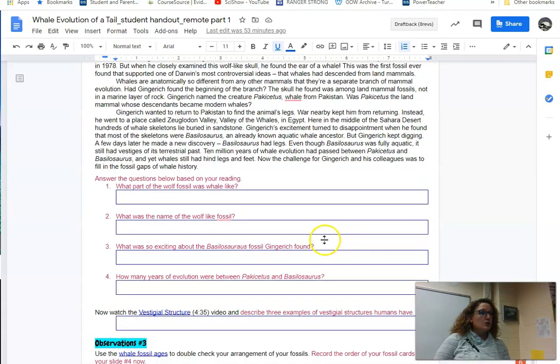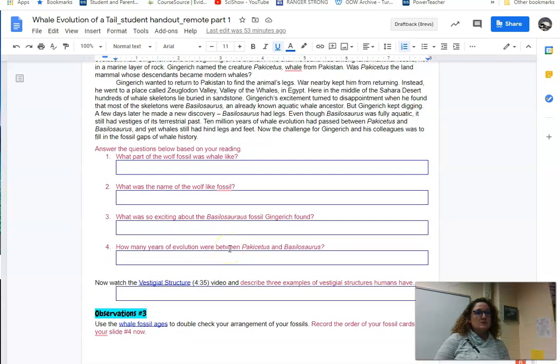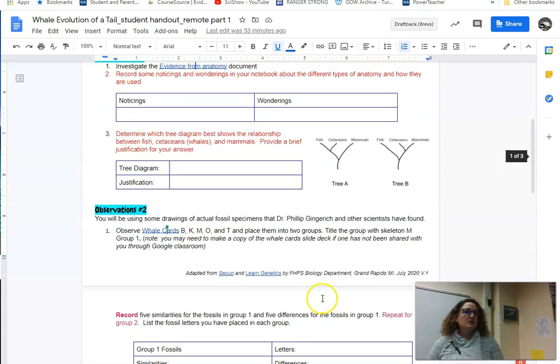You will then look at those, do a little bit of reading about whales and answer some questions. There's a short video about vestigial structures. And then the last thing is this is going to give you the actual ages of your whales, and you'll be able to reorder your cards as needed. But don't cheat and look at these ahead of time. And that's as far as you'll go today.